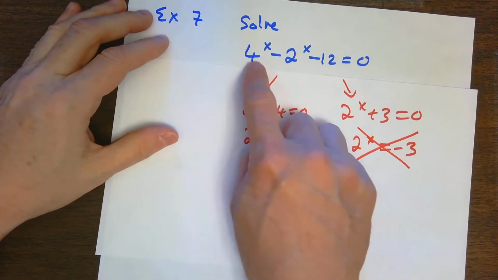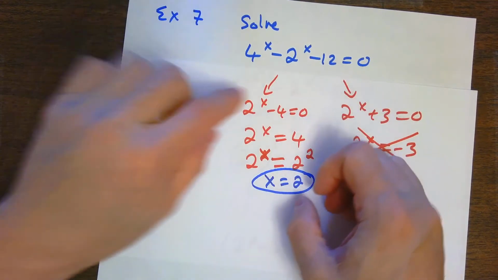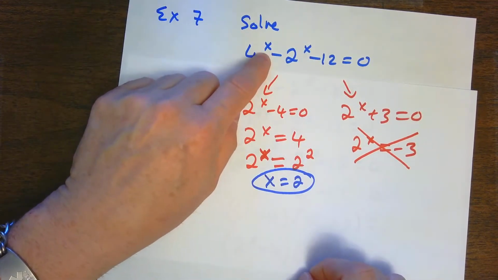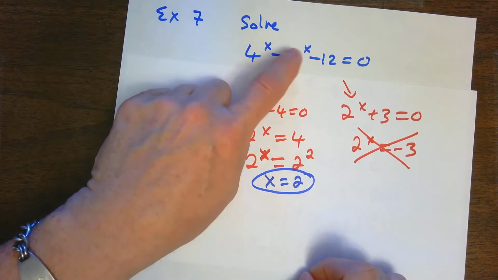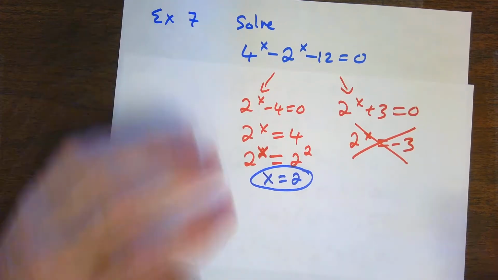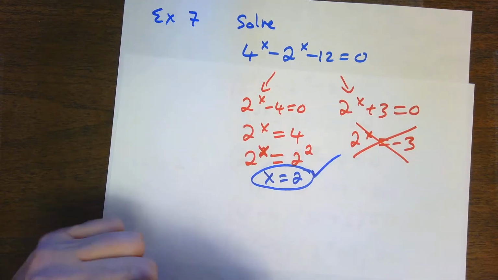So the original equation here, 4 to the x minus 2 to the x minus 12. 4 squared is 16, minus 2 squared is 4. 16 minus 4 is 12. 12 minus 12 is 0. So yeah, it does work. It checks out.